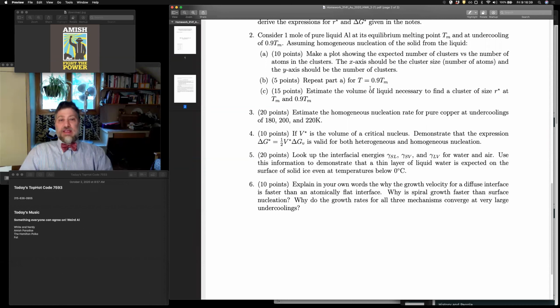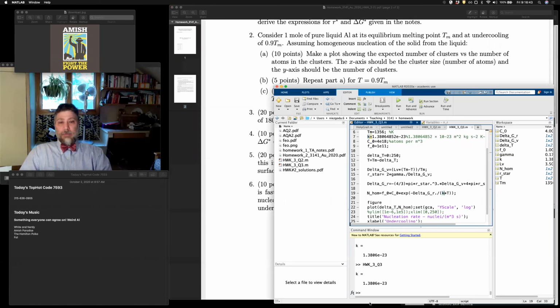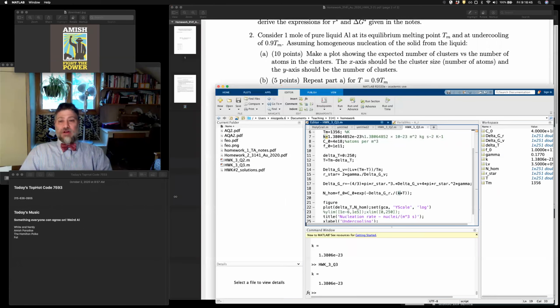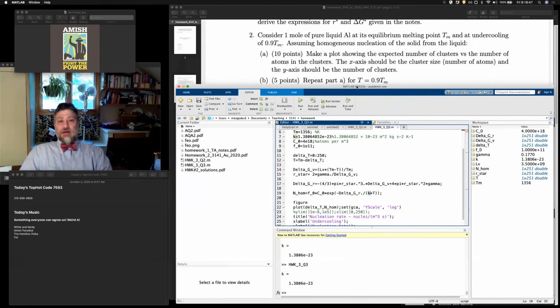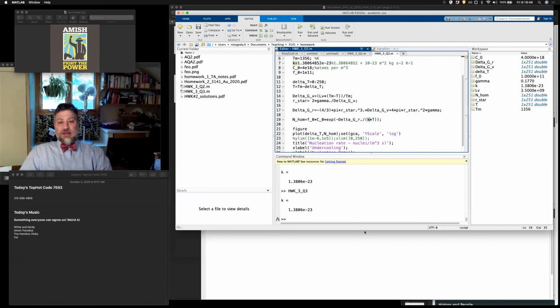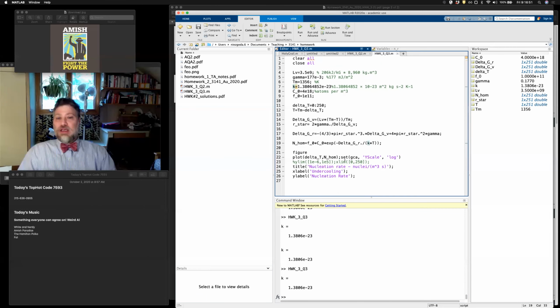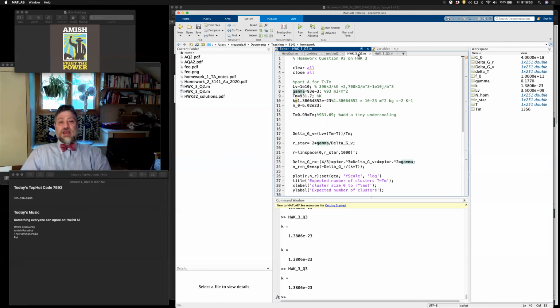I found the easiest way to do this was in MATLAB. But that's just because I like doing computational stuff. You could do this in Excel just as trivially. You could even do it on paper or with a graphing calculator if you were so inclined. All right.